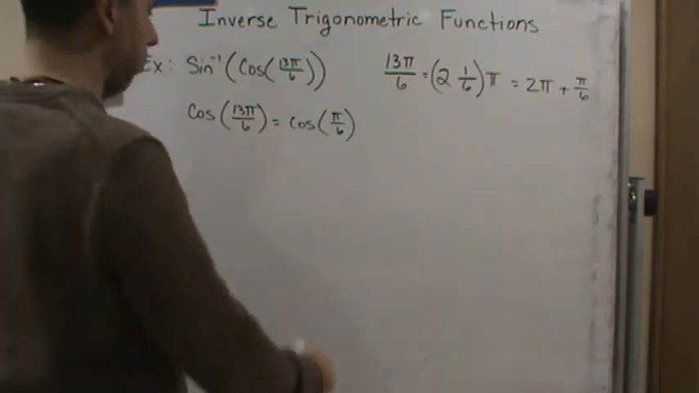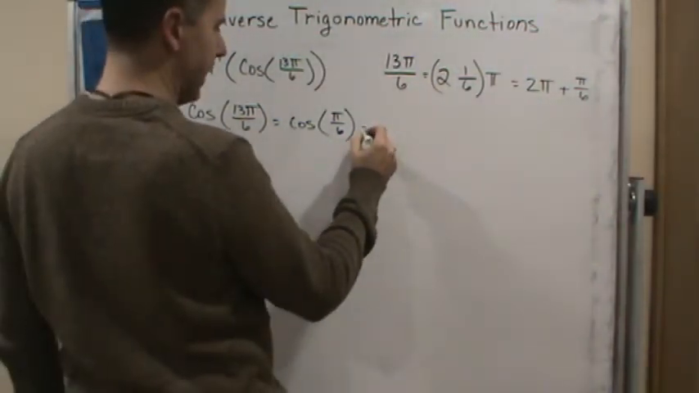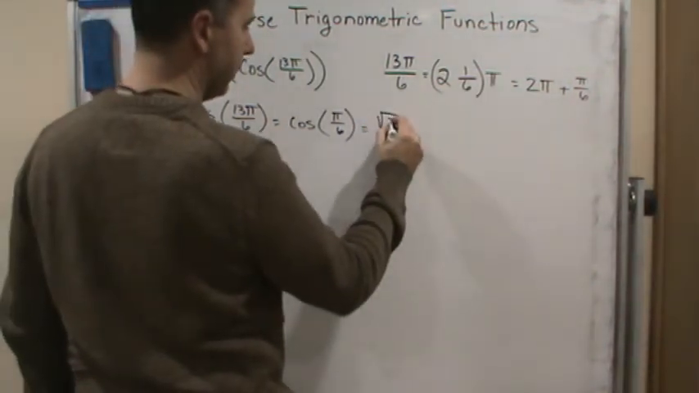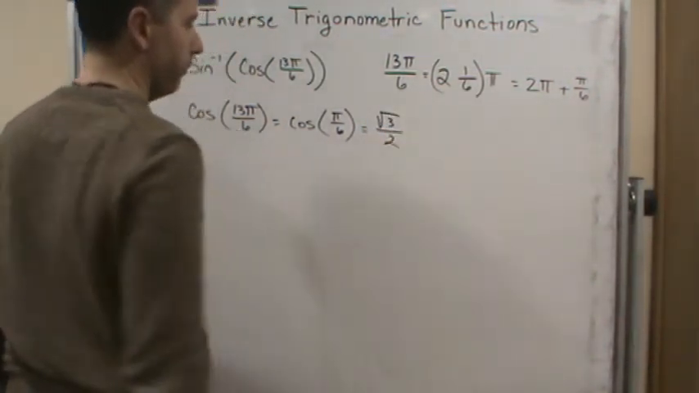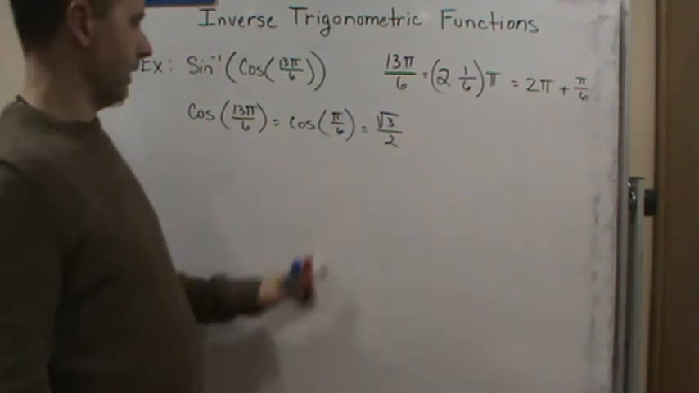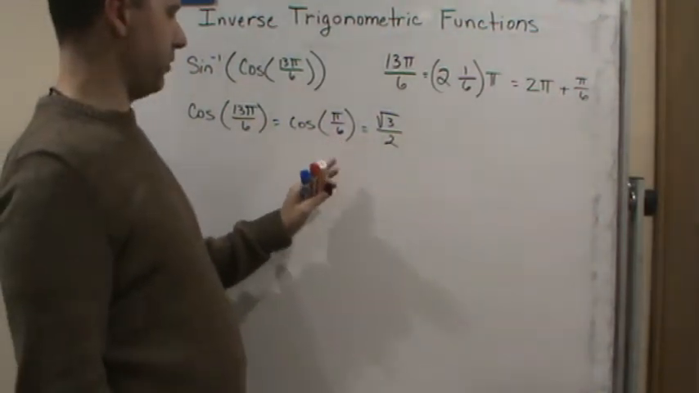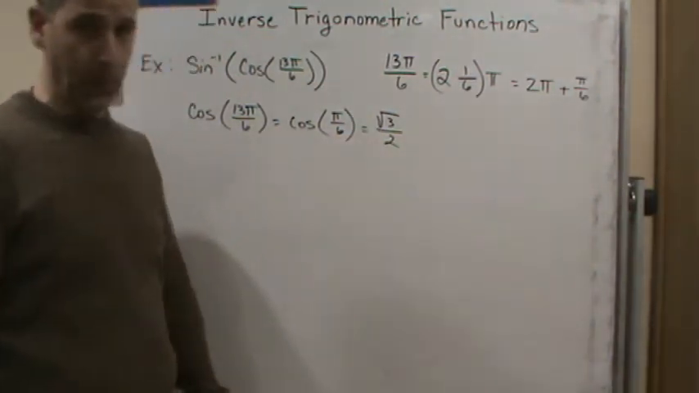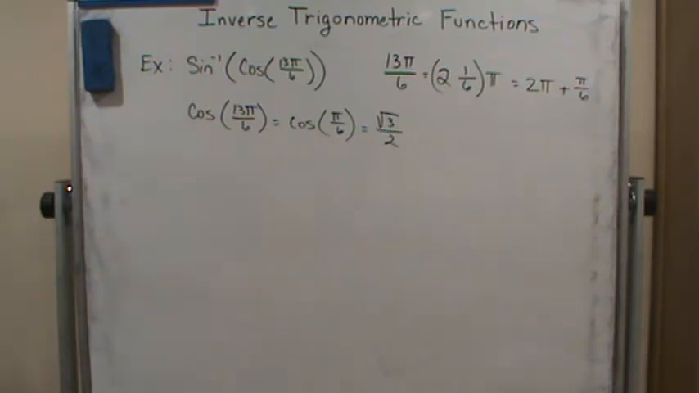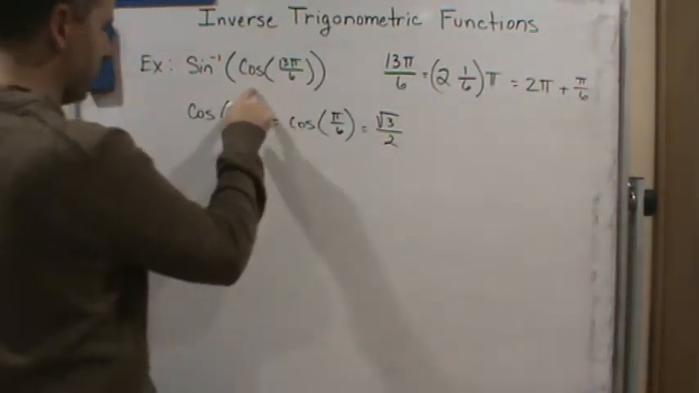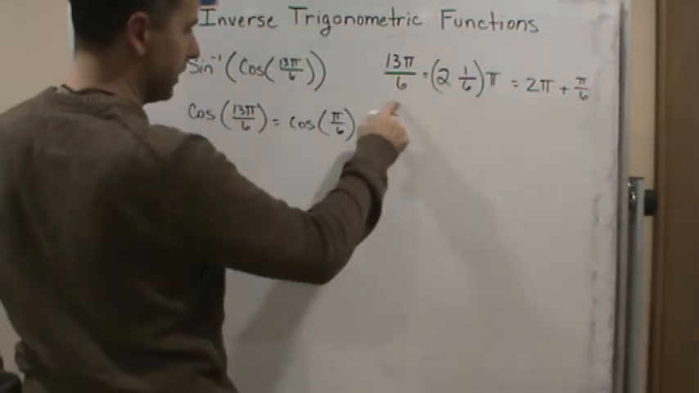So now, what is cosine of pi over 6? Well, pi over 6 is 30 degrees, so this is going to be square root of 3 over 2, because cosine of 30 degrees is the square root of 3 over 2. So now what do I do with that? Now that's the inside function, so I found out the inside function is equal to this.